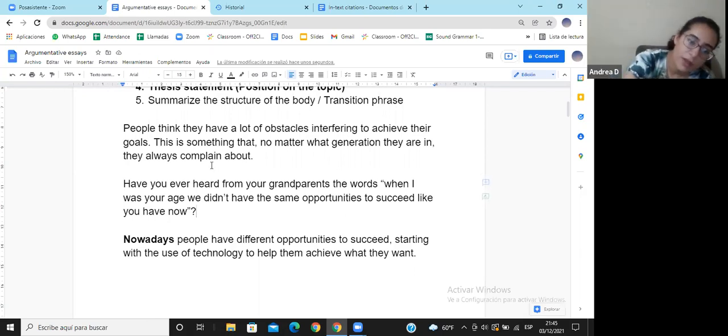Another way to do it, since you have here something that no matter what generation they're in, they always complain about. Here you could say, grandparents will say to their grandsons things like, "when I was your age, we didn't have the same opportunities to succeed." And grandsons will say something different to their grandparents: "When you were my age, you didn't have pollution problems," or "you didn't have to go to college." So you're going to show both sides.